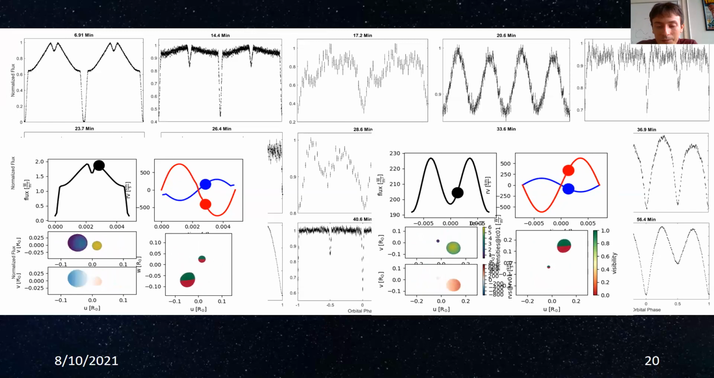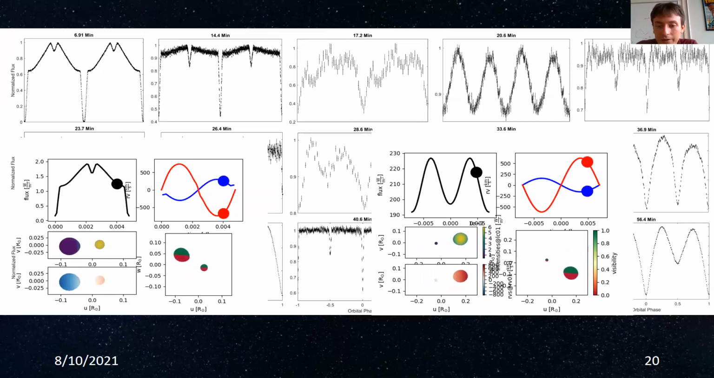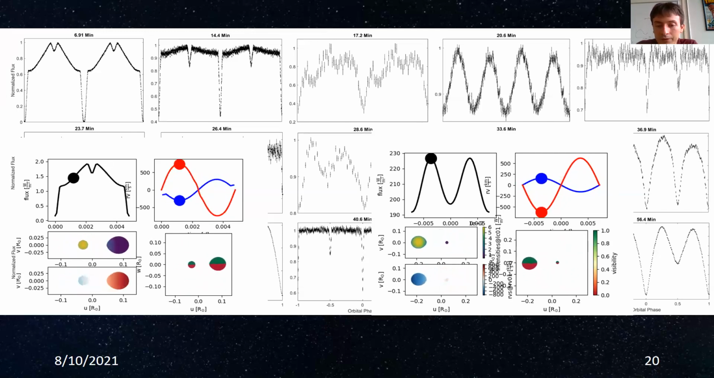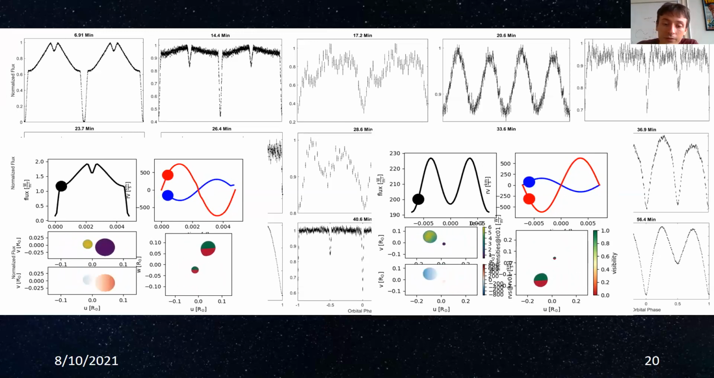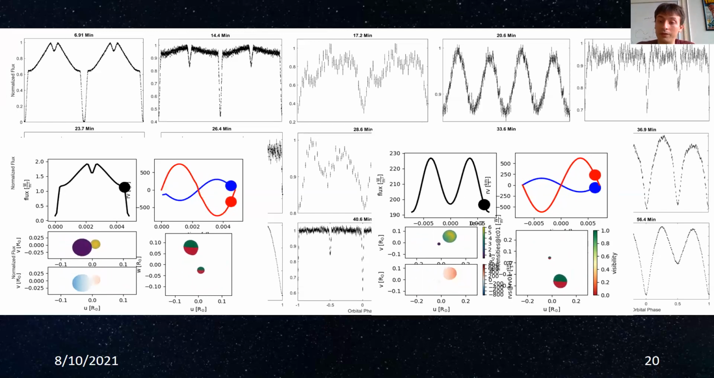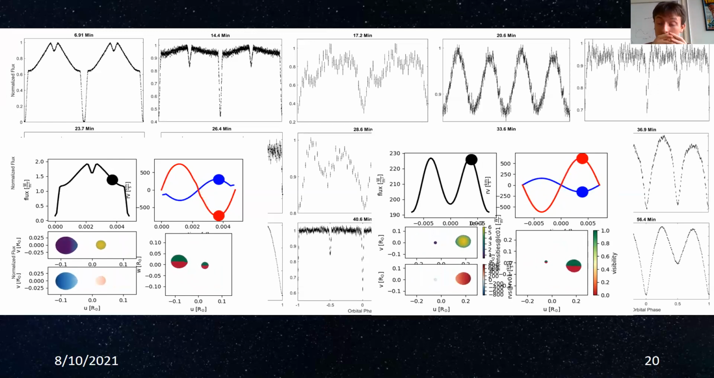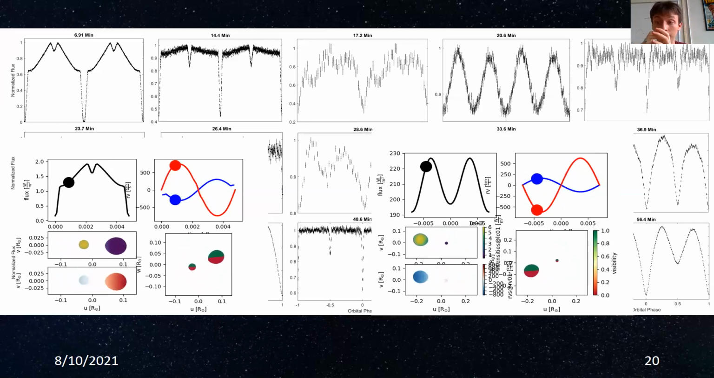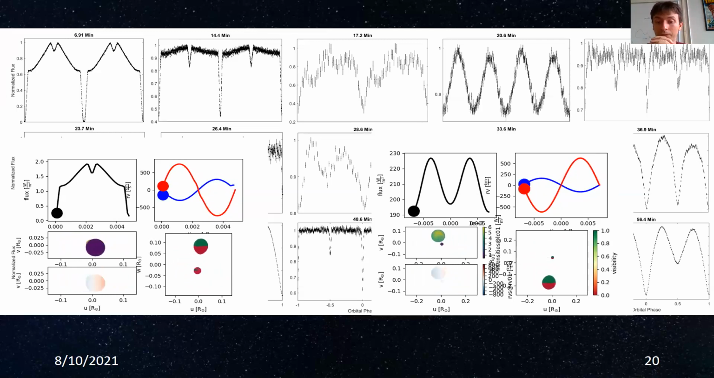This is an ellipsoidal variable. Basically, the idea is the denser object is tidally deforming the lower density object. That deformation gives you a flux modulation at twice the orbital frequency because you alternate between seeing the more teardrop-shaped geometric cross-section of this deformed star to a circular one, back to a teardrop shape, back to a circle in one orbit. And that gives you two flux maxima and two flux minima.